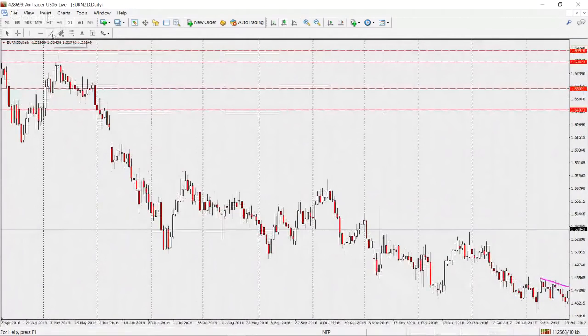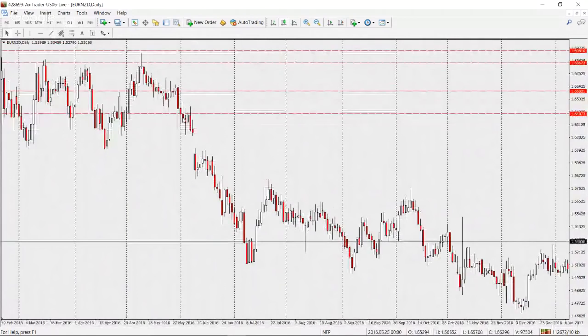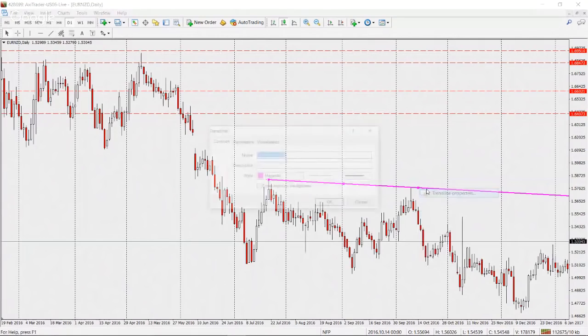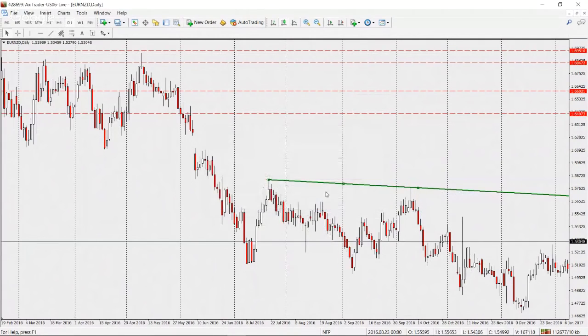Whoopsie. I'll draw this one green so we know it's, why is it doing that? This will be green because this is our target. So this is the target. Boom. Okay.